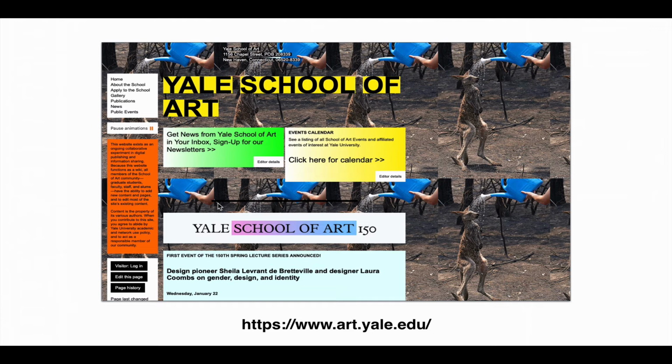All right, so this is the Yale School of Art. This is still out there. I just took this screenshot yesterday. By the way, this kind of reminds me of MySpace. Anybody remember that? I don't even know what to say about it. I have no idea what's going on or why. But don't do this. Just don't. Okay?